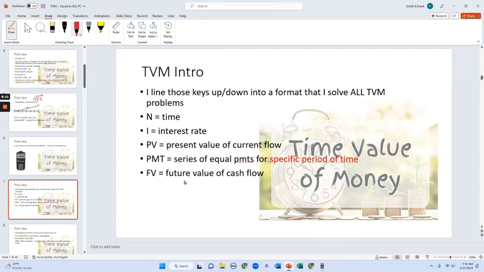When you do a bond problem, and we'll do a bond problem, you still use the same keys. They're just slightly different. There are many, many different ways to apply it in finance, but this is essentially the process that you use every single time.